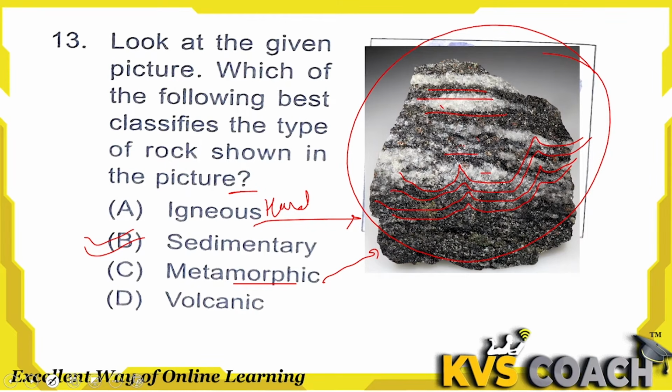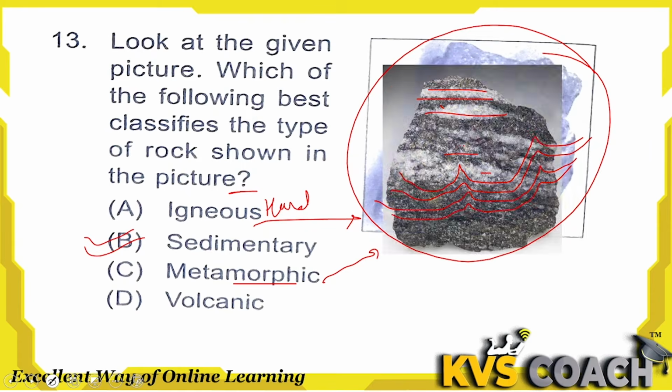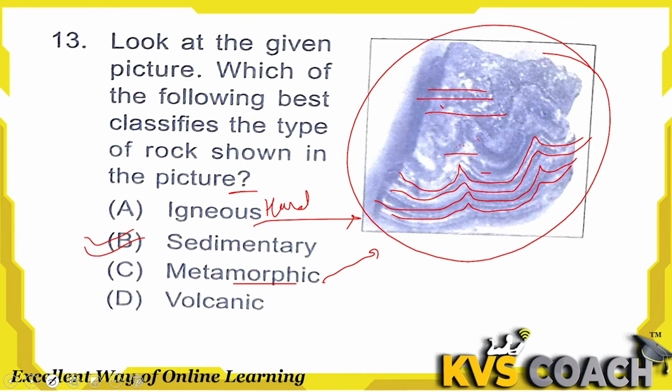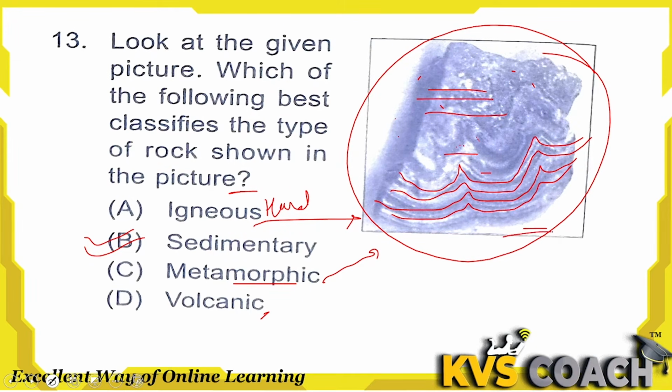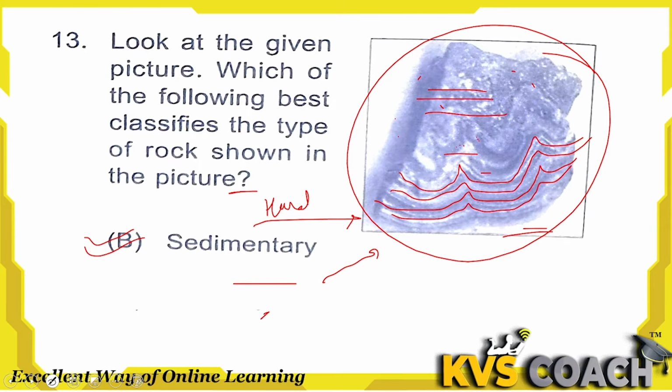If I am talking about volcanic rock, they have pore-like openings on the surface like this. This is a volcanic rock. Why do they have pores? Because the gas ejects from these pores, so they leave the pores on the surface. They are known as volcanic rocks. But for this picture, right answer here is sedimentary rock.